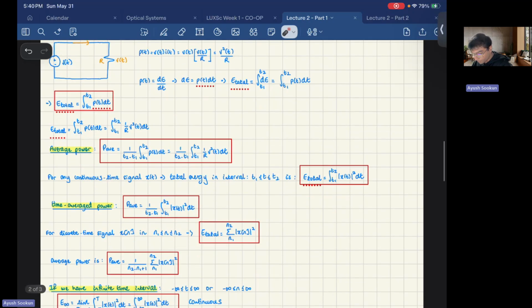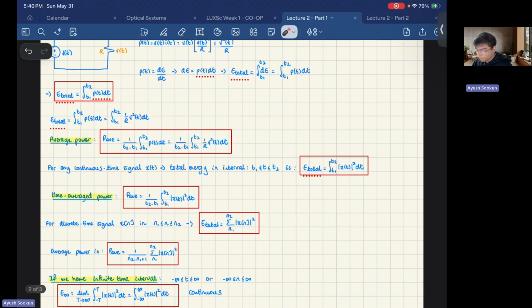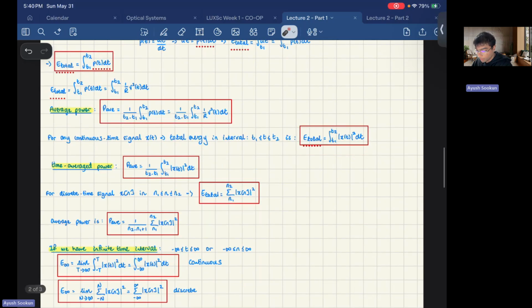Physical intuition. Time average power. Again, we're going to use the same definition we have over here, except we're going to replace the 1 over R v squared of t by the definition that we used over here. That's all it is. That's your time average power.